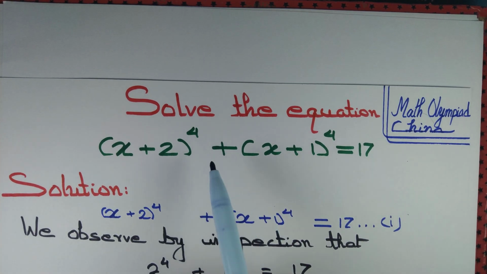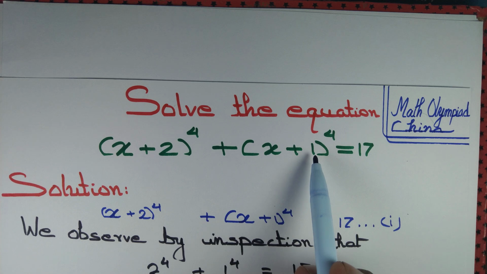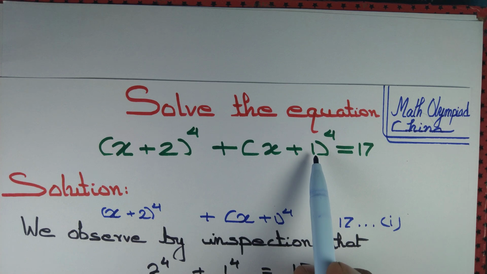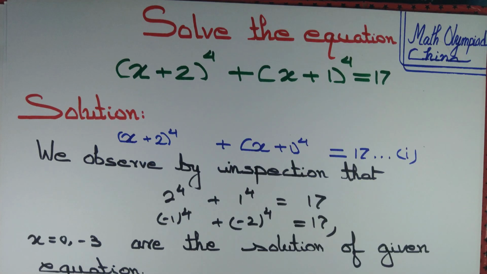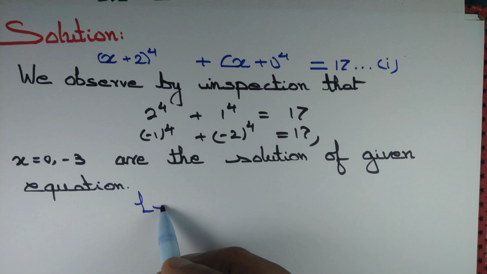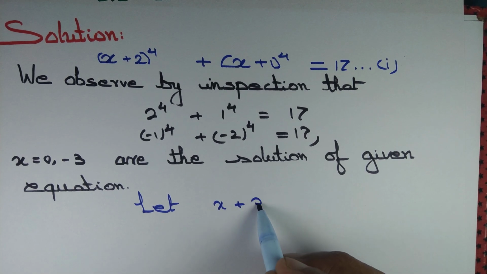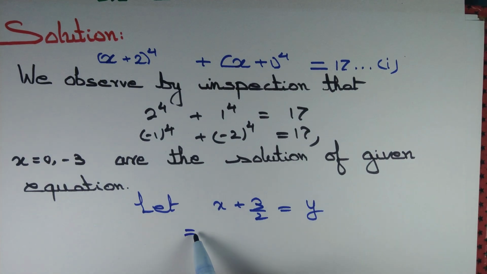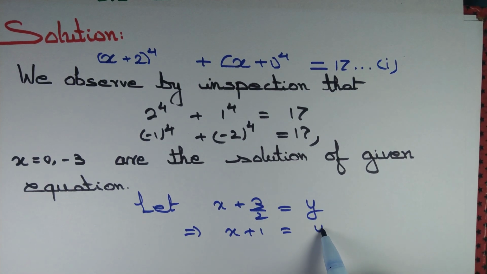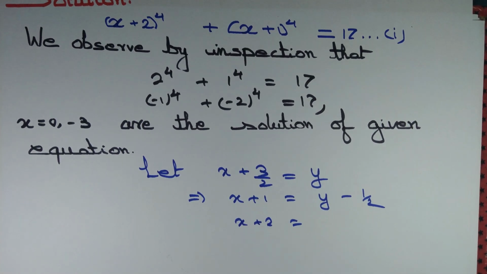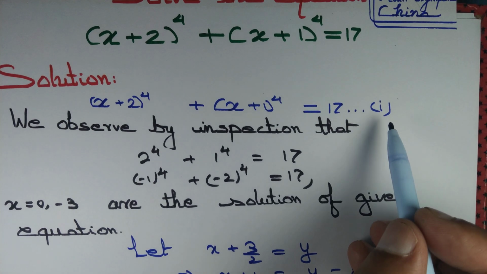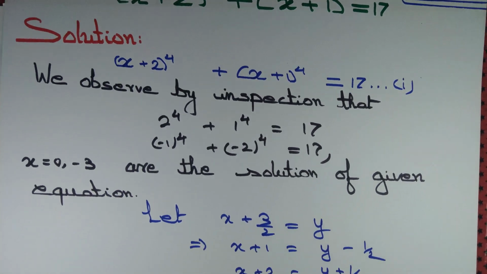We observe that if I add 2 and 1, I get 3, and the average of 2 and 1 is just 3 by 2, or 1.5. So what we do is let x + 3/2 = y. This has an advantage: x + 1 = y - 1/2 and x + 2 = y + 1/2.